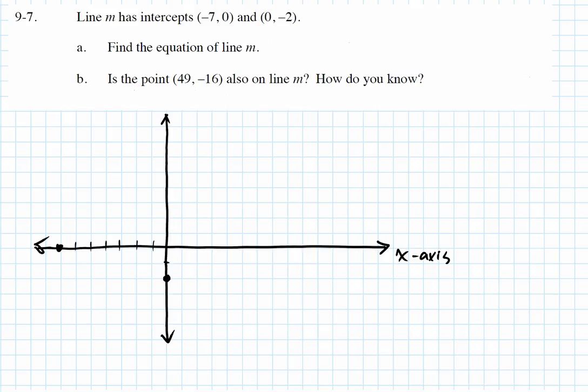Now I'm trying to find the equation of this line. A linear equation definitely could take this form: y equals m times x plus b. m is the slope of this line, and b is the y-intercept. Because I have a point that's sitting on the y-axis already, I know that my y-intercept has to be -2. So I already know that b equals -2, and I'm just going to go ahead and replace that. So I've got -2 here.